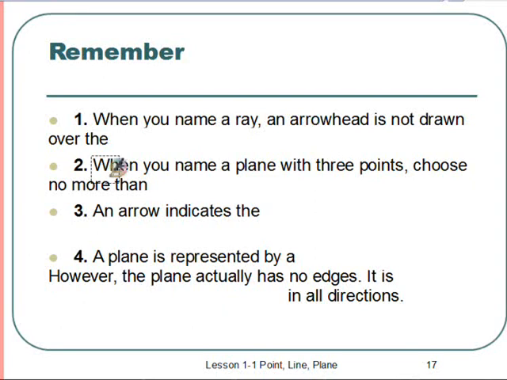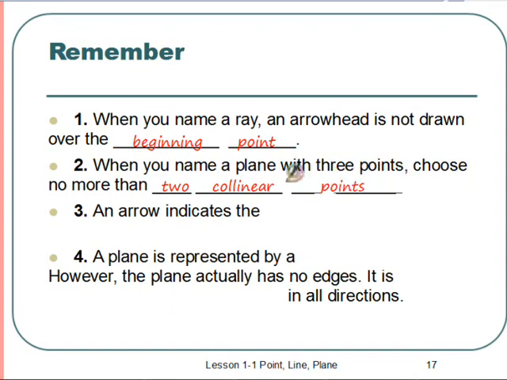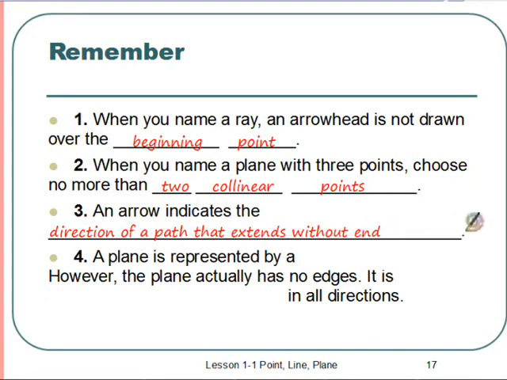Let's take a look here. Some things to remember. Number 1, when you name a ray, an arrowhead is not drawn over the beginning point. Number 2, when you name a plane with 3 points, choose no more than 2 collinear points. We don't want more than 2 collinear points when you name a plane with 3 points. Number 3, an arrow indicates the direction of a path that extends without end. So when we're dealing with rays, the arrow indicates the direction of a path that extends without ever ending.